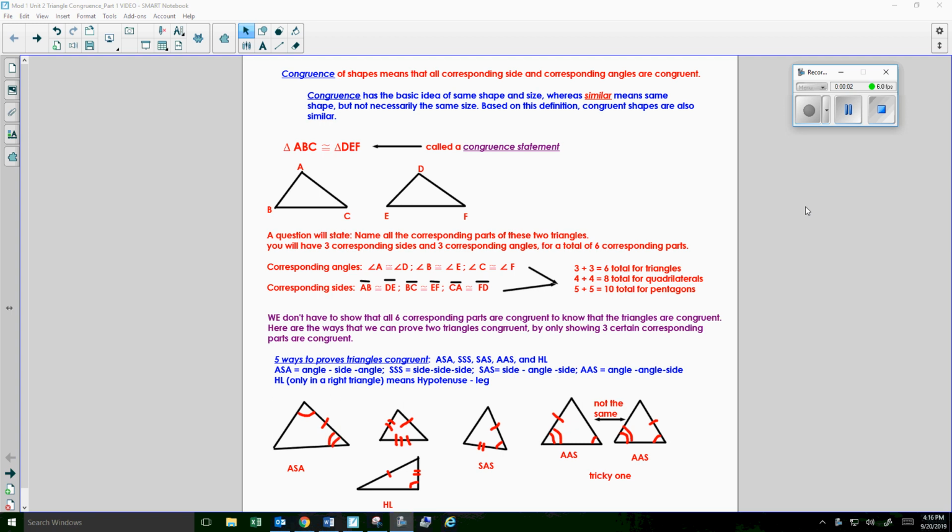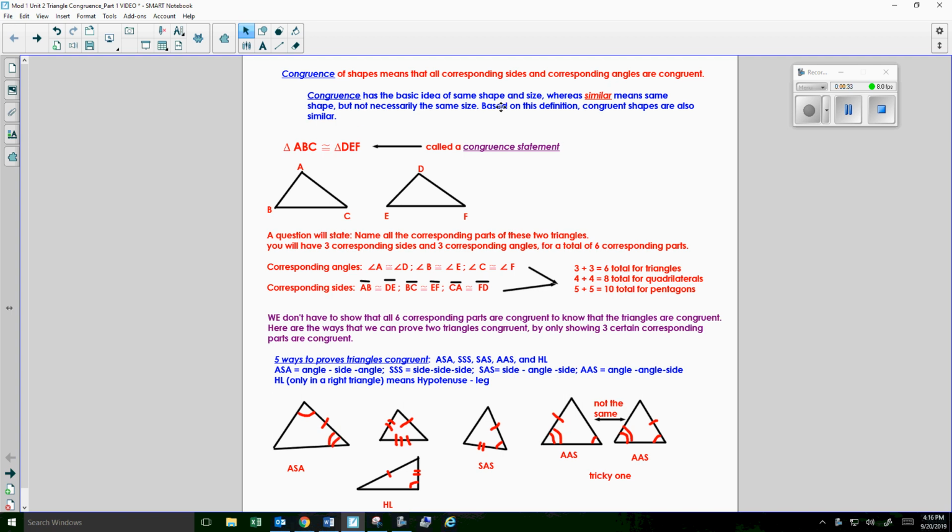Good morning, students. Today we're going to talk about congruence, especially with triangles, but we can have congruence of any polygons, as we'll see coming up here. But our focus is on triangle congruence, and here we go. Congruence of shapes means that all the corresponding sides and corresponding angles are congruent. And we'll get into that here in just a second.